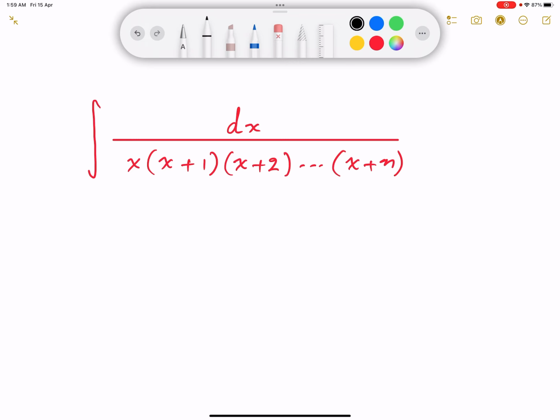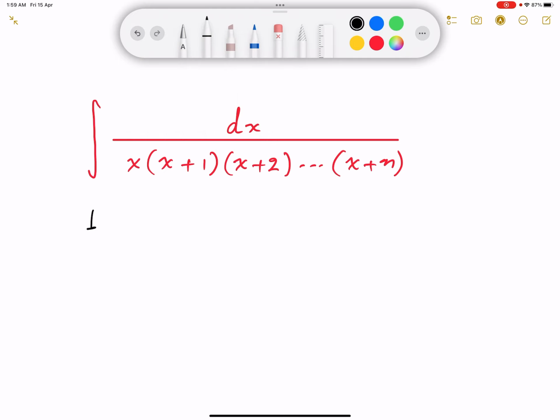If we are successful in expressing this term as a constant divided by x plus a constant divided by x plus 1 all the way to a constant divided by x plus n, then basically every one of those terms is going to be the constant multiplied by the natural logarithm of the absolute value of the denominator. So the idea here is, how can we calculate the constants? That's what we're going to show in this video.